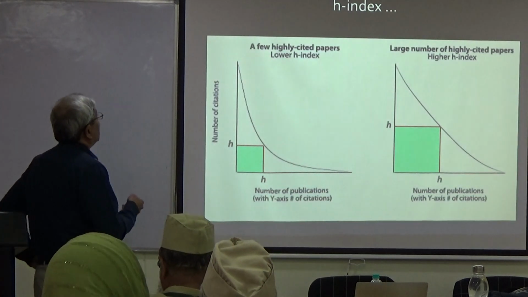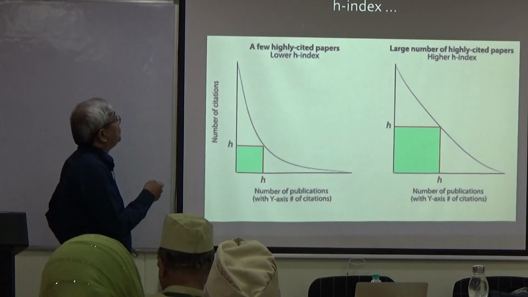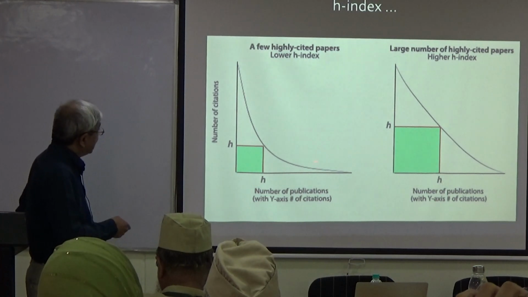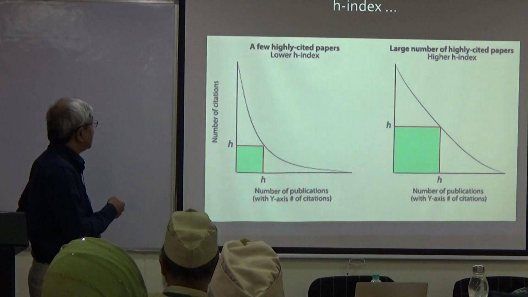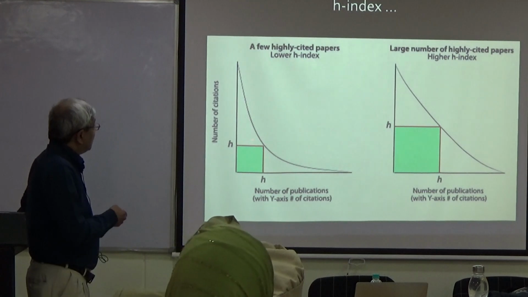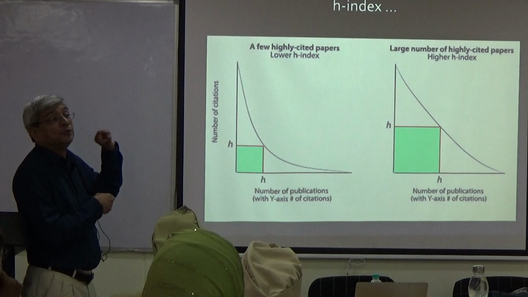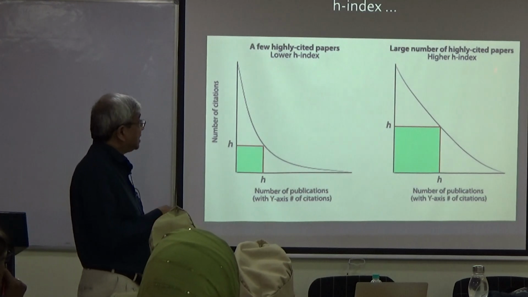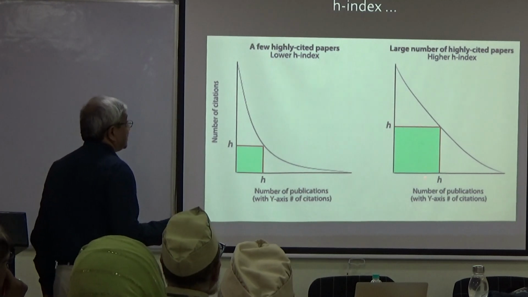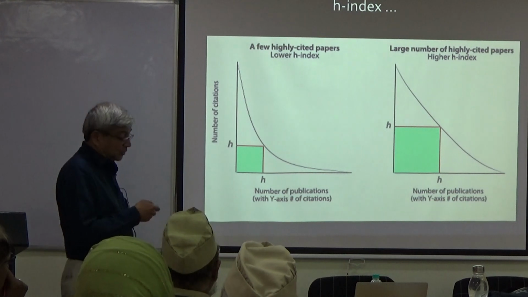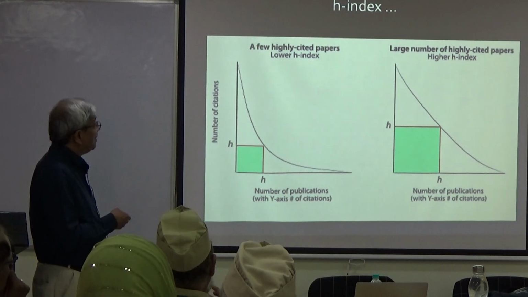For example, if a person has a few highly cited papers, then there are a lot of problems even with this. The H index will be low because the person only has a few highly cited papers. If you have a large number of highly cited papers, then the H index will be high, of course. So this part is okay.